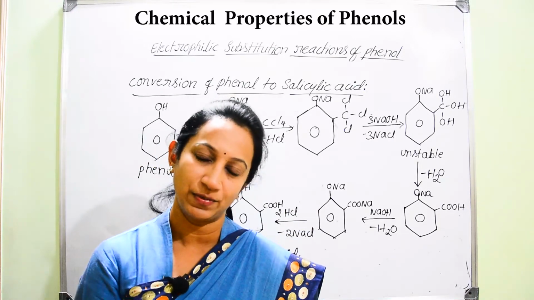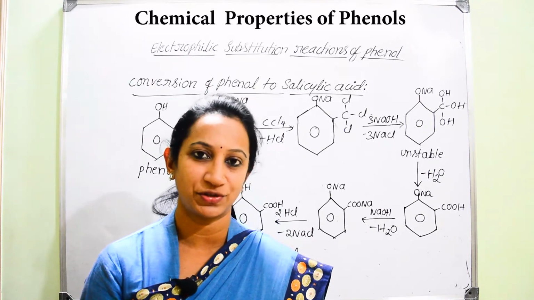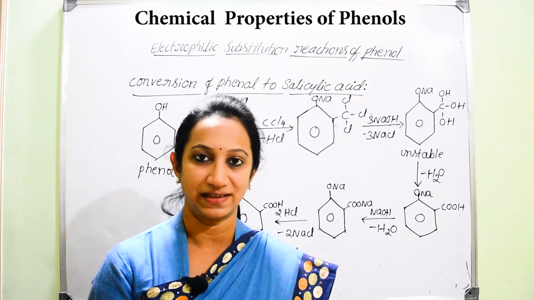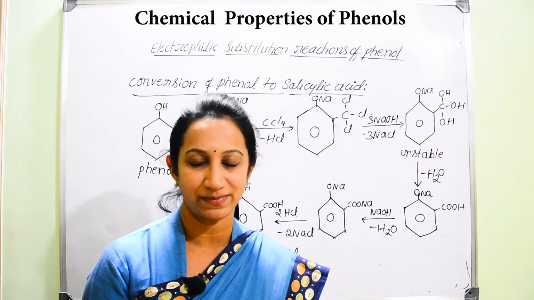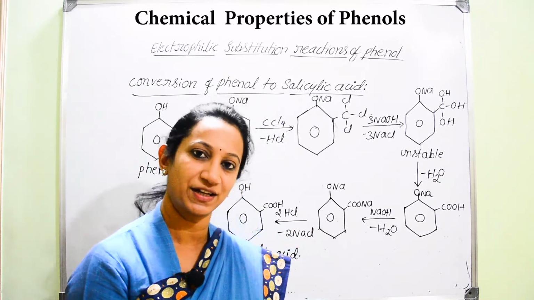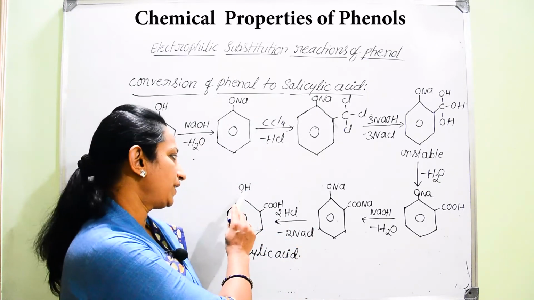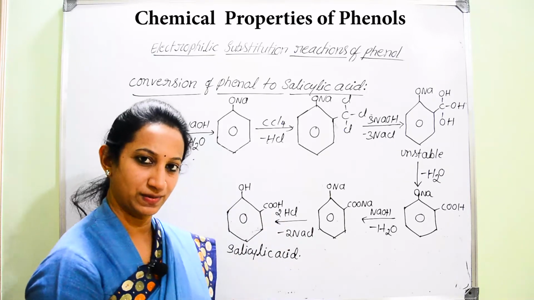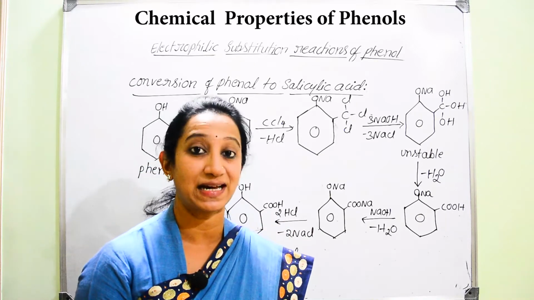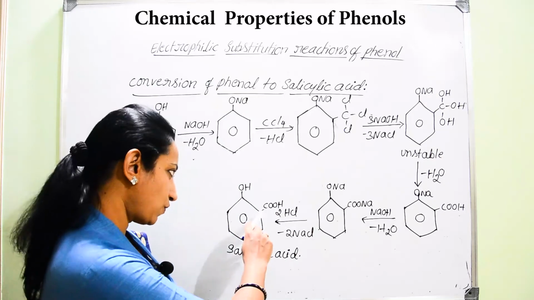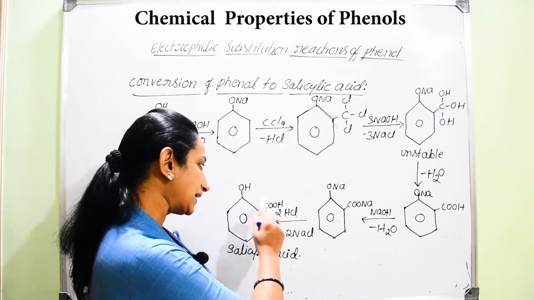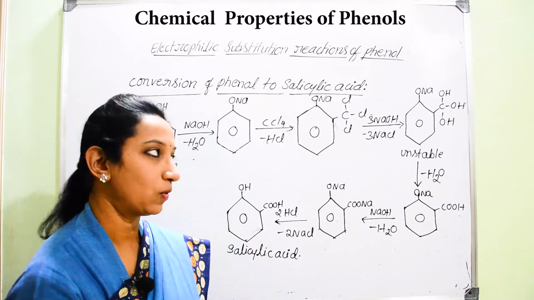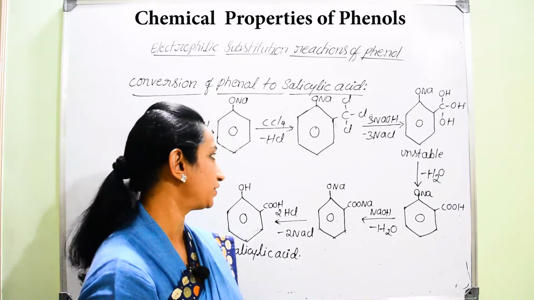Now we are going to learn about one more conversion, that is the conversion of phenol to salicylic acid. So salicylic acid means to the benzene ring there is attachment of OH and COOH group. If it is CHO, it is called salicylaldehyde. If it is COOH, it is said to be salicylic acid. Now, what are the reagents required for this conversion?